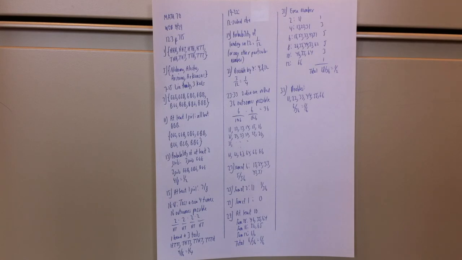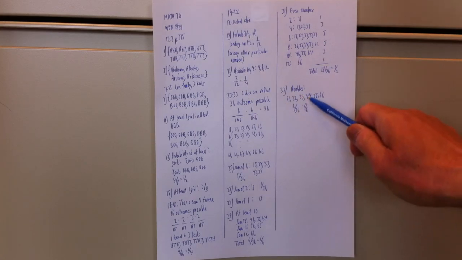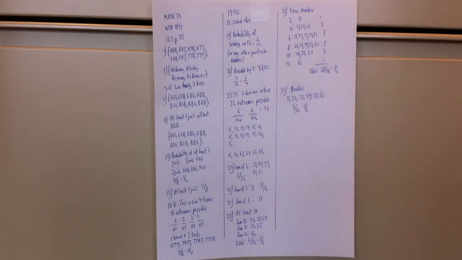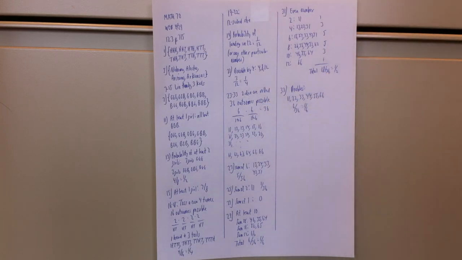Finally, for 33, ask what's the probability of getting doubles. Doubles means you get the same number. That is 1,1; 2,2; 3,3; 4,4; 5,5; or 6,6. Well, that happens 6 ways out of the total of 36, or 1 in 6. So the probability of getting doubles is 1/6.